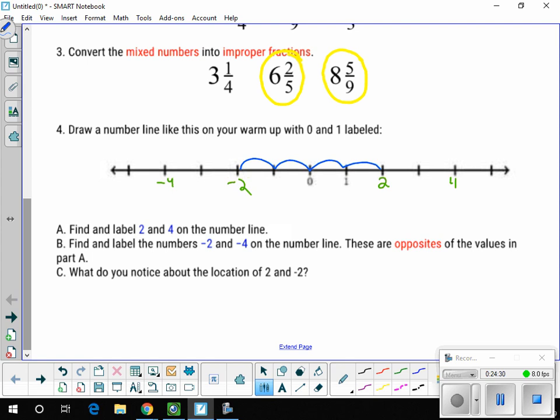Okay, so that's where we're going to stop today, and we're going to use this in our web quest.